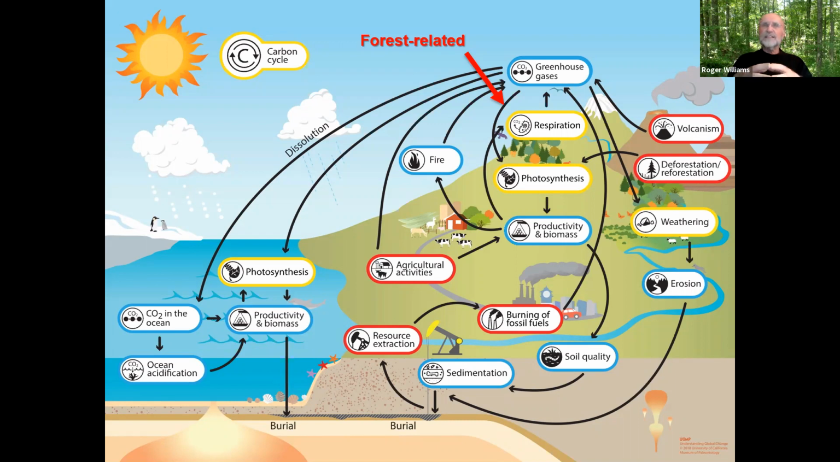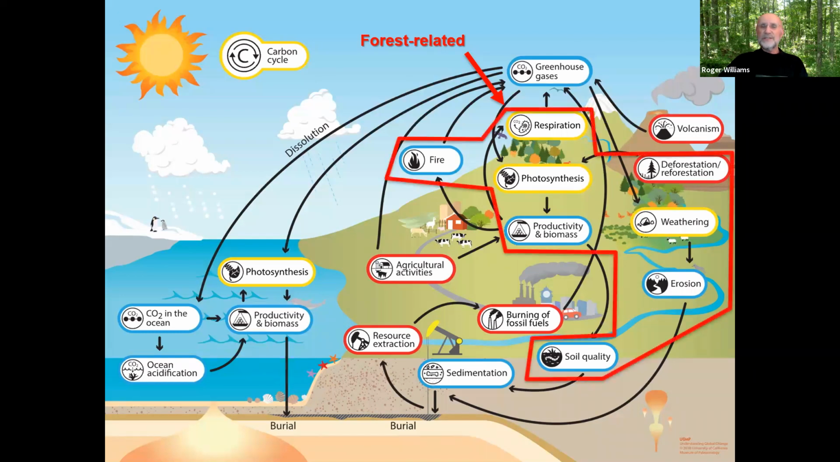When we start looking at forests and climate change, carbon is the main component that we look at in forests as it relates to climate change. And we look at the carbon cycle. And if you look at this drawing of the carbon cycle, you can see it's pretty complex. There's a lot of different inputs, outputs to the system. But when we start looking at the forest related portion of that, the carbon cycle becomes very important, okay?